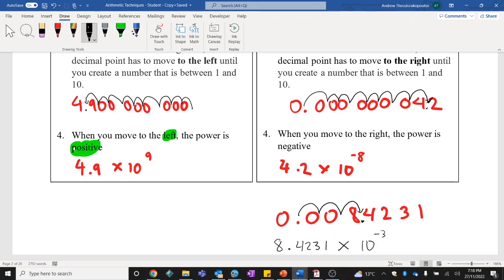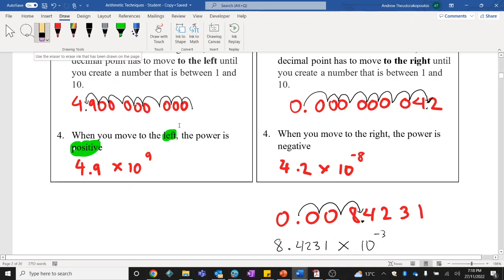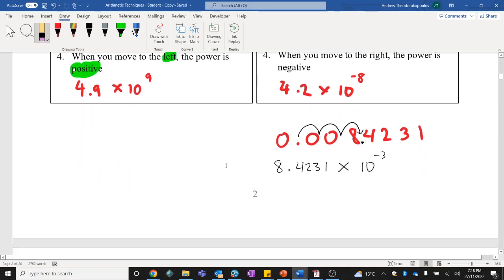Okay, now a lot of people just think, yeah, all right, keep going until you get to here because we just want 3.1. But no, you move it until you get your first number that is between 1 and 10, and that would be 8.42331. So if you want to copy that down, you can, but it's not needed.